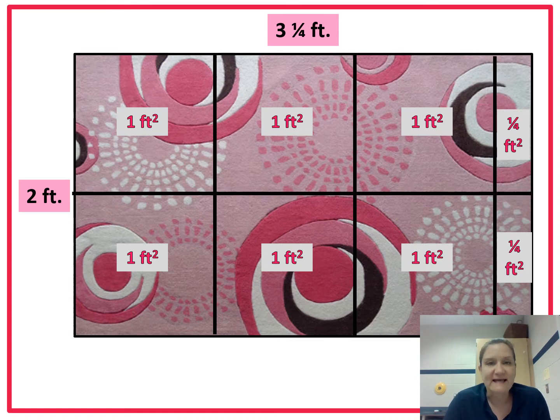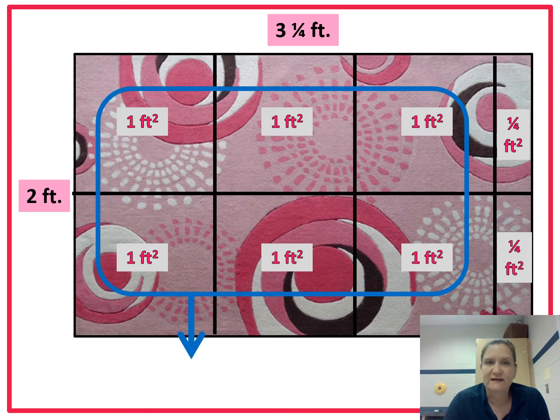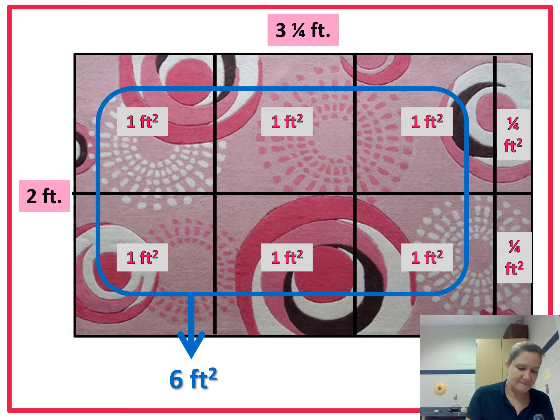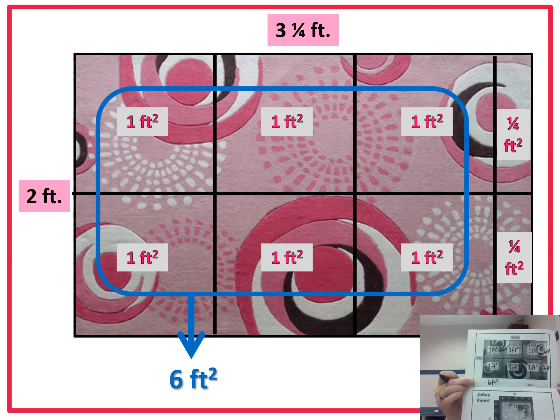All right, so let's add up all of the whole numbers. We can do that easily. And what do you get when you add up all of the whole numbers? You should get 6 feet. So we have 6 feet squared.